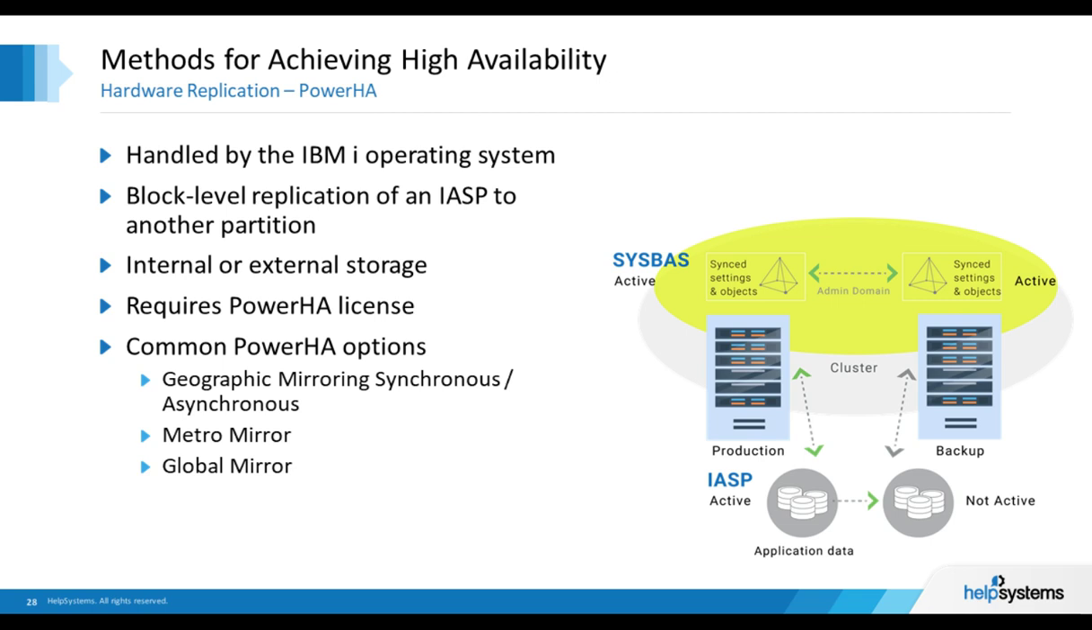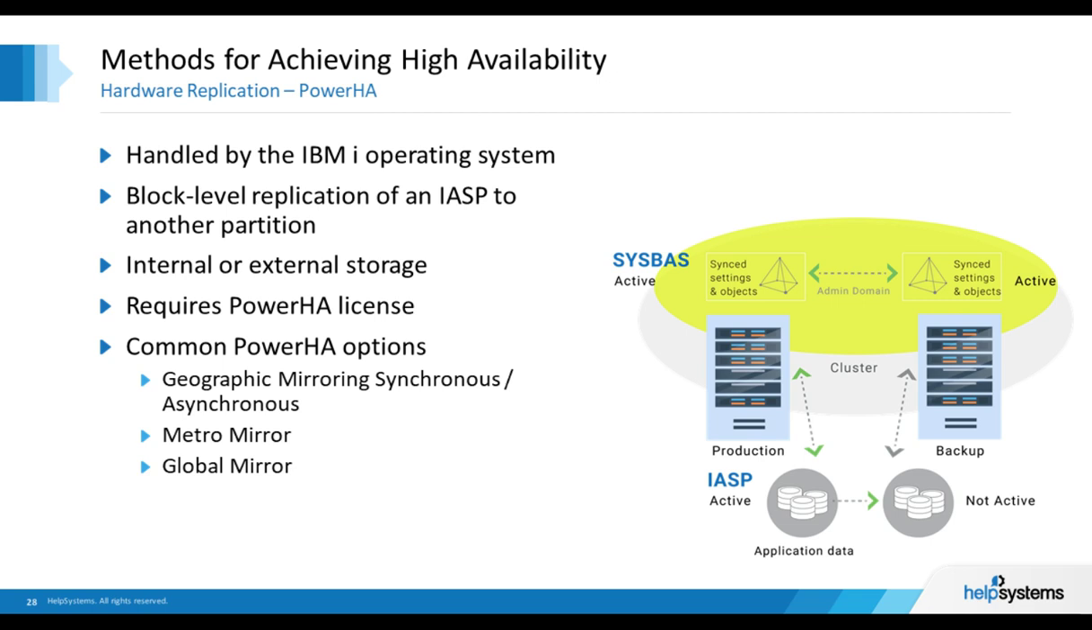It does require a PowerHA license. These licenses are very inexpensive. They're about $3,400 per core. So if you take two one-core systems with three years maintenance on it, SWMA on it, you're talking about $9,000. So the requirements for PowerHA licensing are very inexpensive.